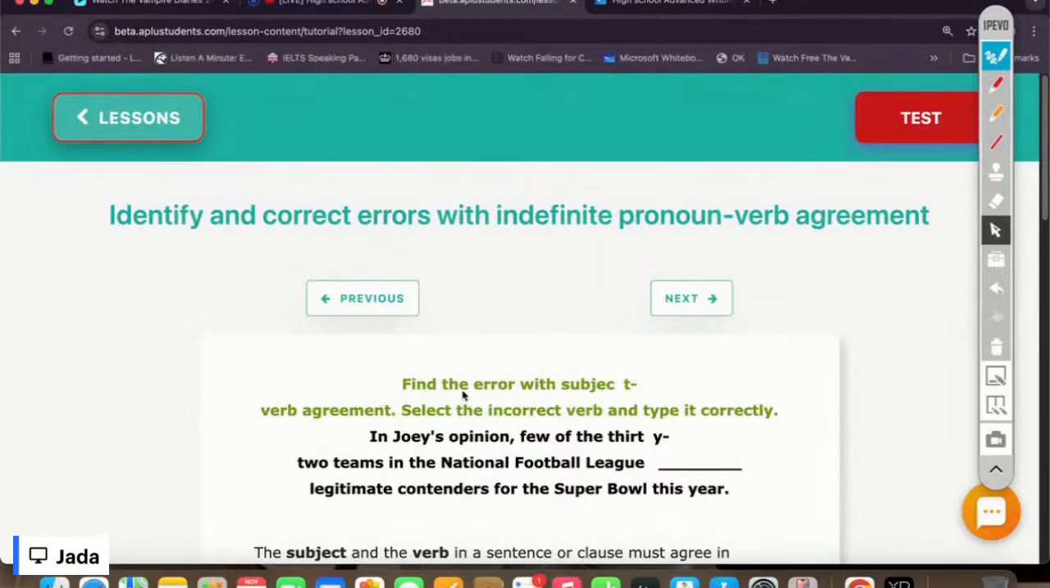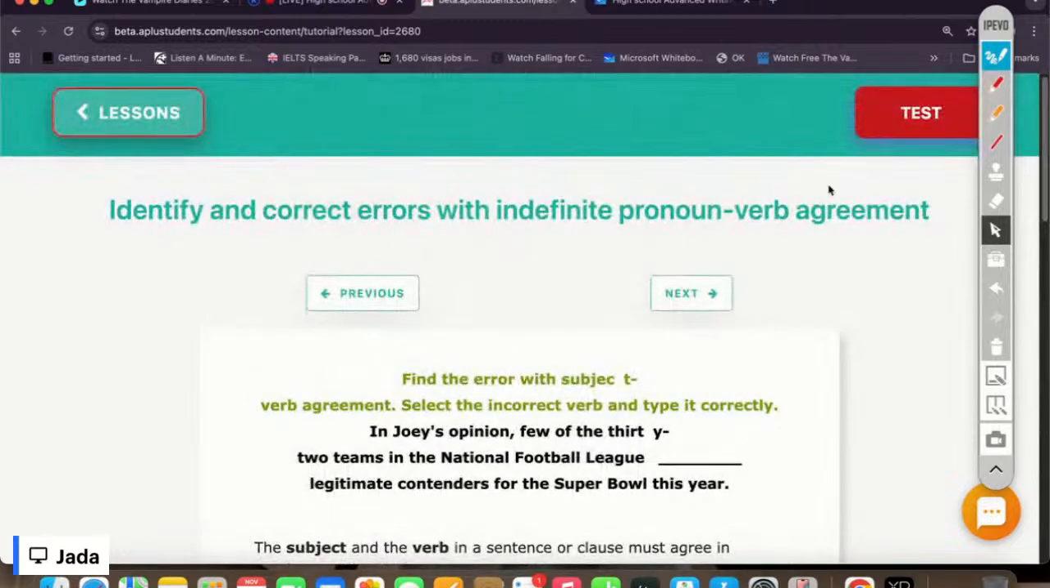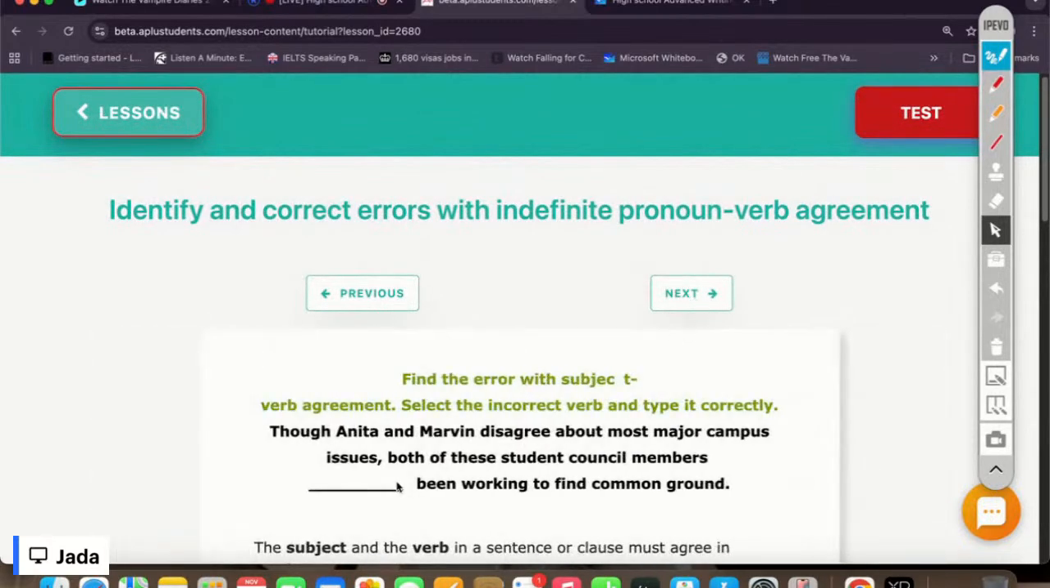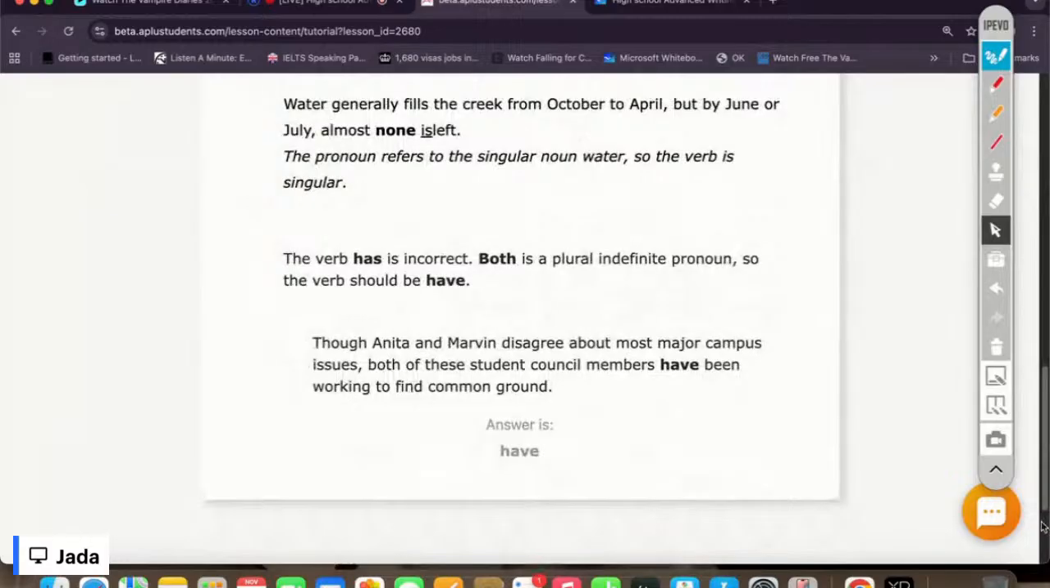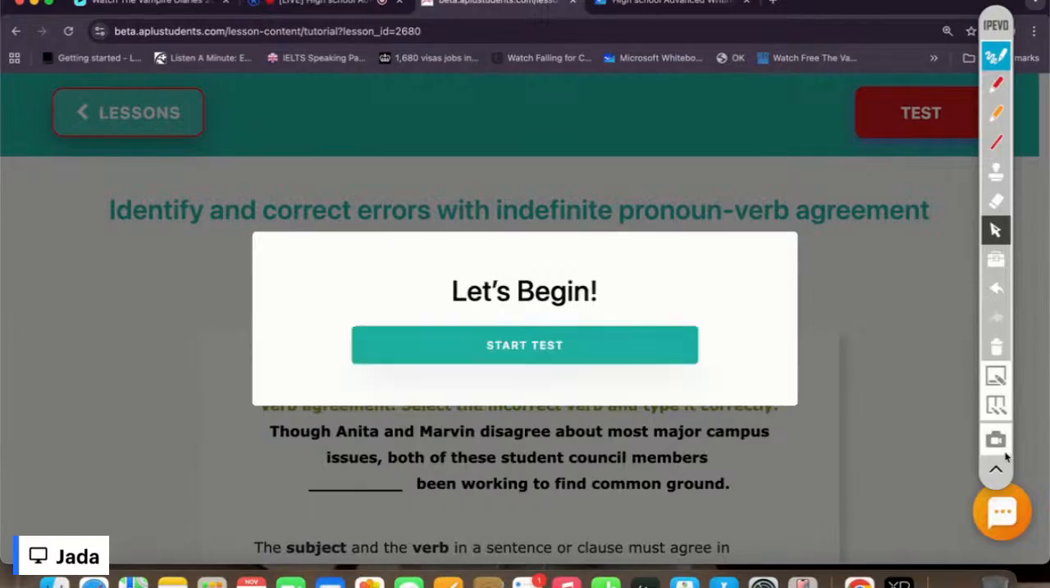So let's look at some examples. Find the error with subject verb agreement, select the incorrect verb and type it correctly. In Joe's opinion, few of the 32 teams in the National Football League dash legitimate contenders for the Super Bowl this year. So we have are legitimate, okay? Though Anita and Marvin disagree about most major campus issues, both of these student council members that been working to find common ground have been working, okay? Alright, let's go to the test and you can share your answers with me.